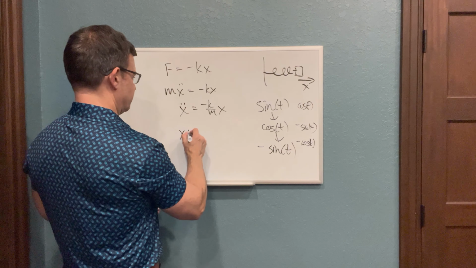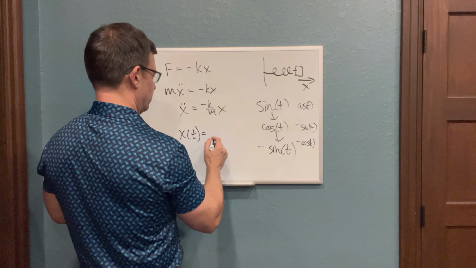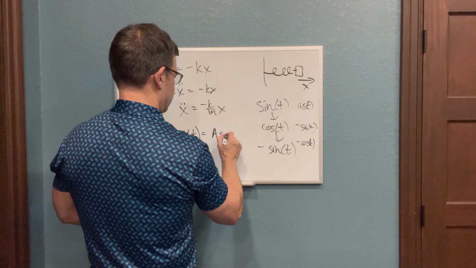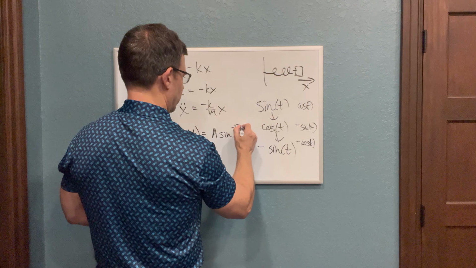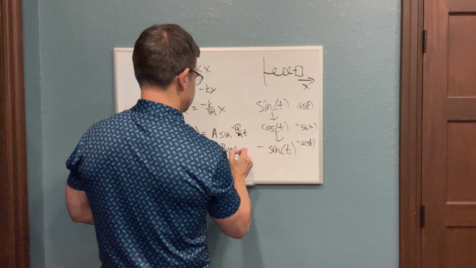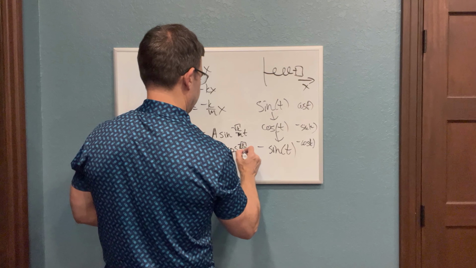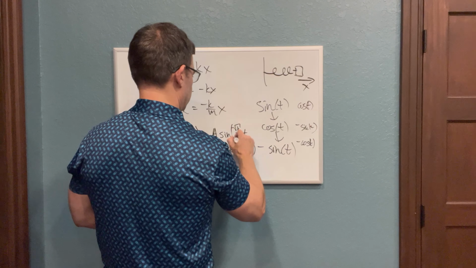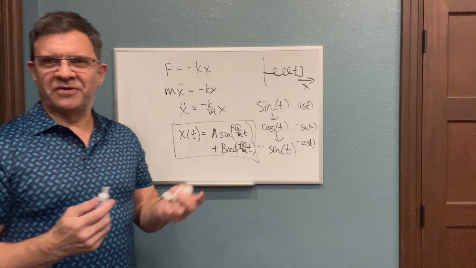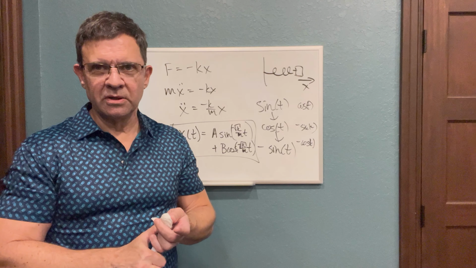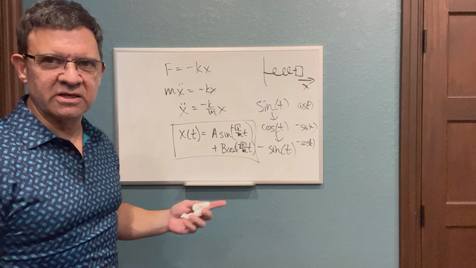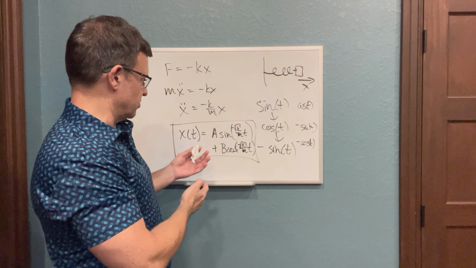We say that x of t basically has to be equal to a times the sine of the square root of k over m times time, plus b times the cosine of the square root of k over m times time. That whole thing is in the argument. So this is a perfect example of, if you're used to taking derivatives and you know how some of the classic functions behave, you don't have to do some complicated solution. You just look at it and you kind of know the answer.